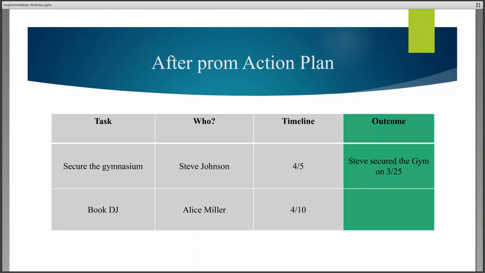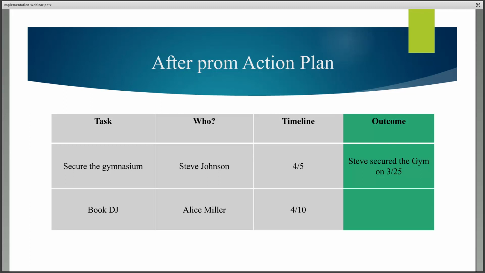So we've looked at our action plan. This is kind of a follow-up. This is how we're monitoring and evaluating as we go. We asked Steve if he could get that gymnasium by 4 or 5. So in our outcome, we want to say, hey, Steve was able to get that by the 25th of March. He got that way ahead of time. He's got it secured. We don't have to worry about that now. We can evaluate that, and we can look at that again next year.